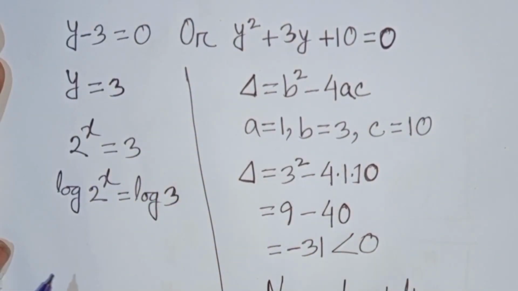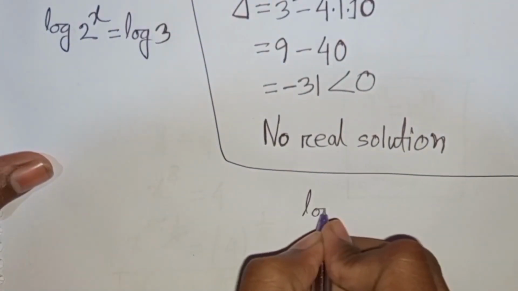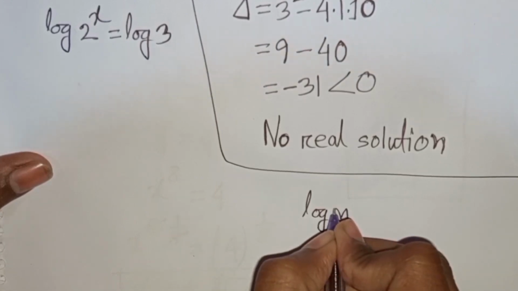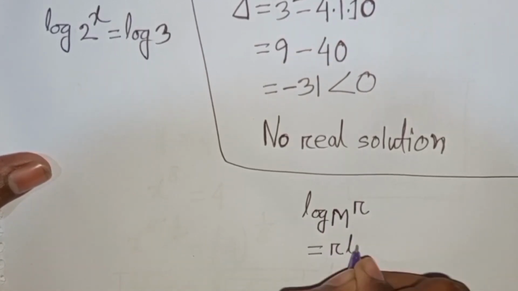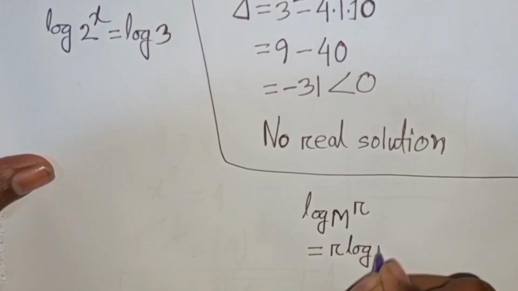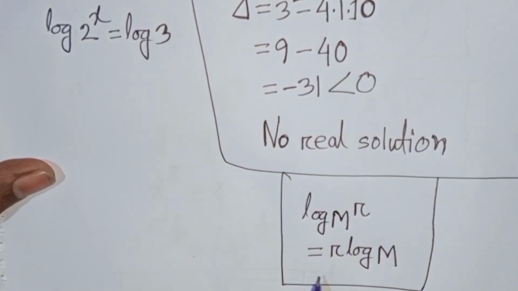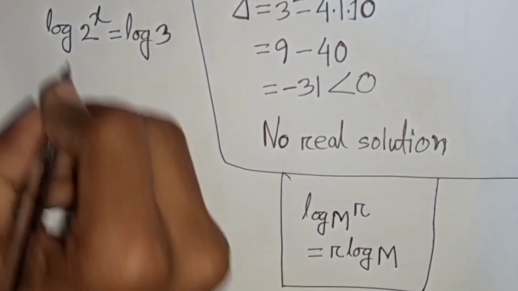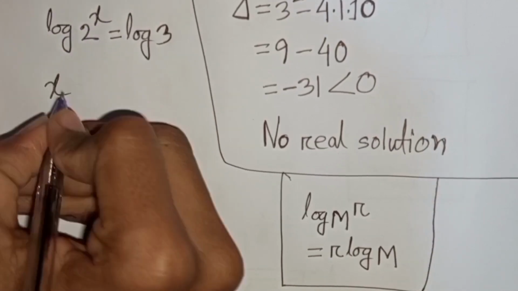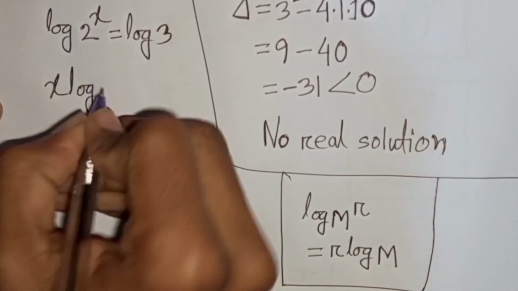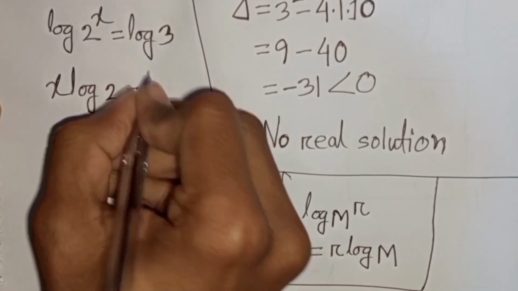Now here I can apply the rule that log m power r is equal to r log m. That means this power moved to the front. So according to this rule, you can compare here. This power x will move to the front. So you can write here x log 2 is equal to log 3.